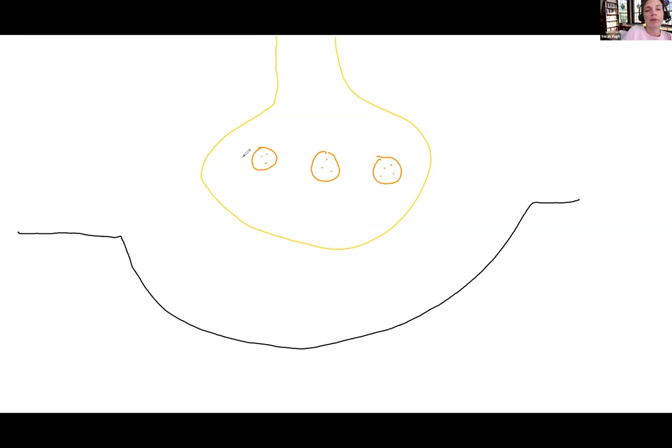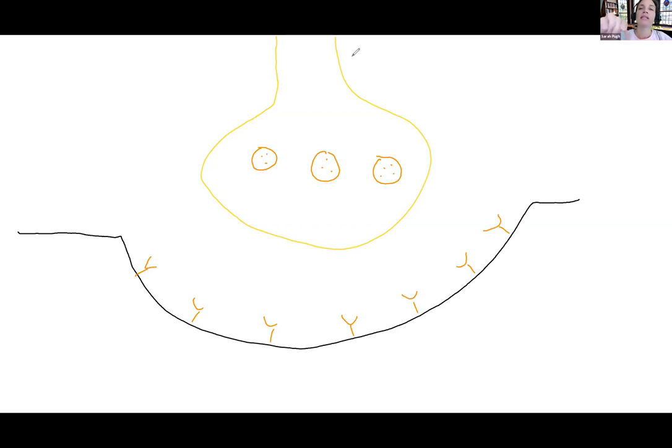Okay, now that motor end plate, remember, has receptors for acetylcholine on it. So we'll draw those. Okay. All right, so let's walk through those steps on the PowerPoint. How is a nerve impulse going to jump from a neuron into a muscle?